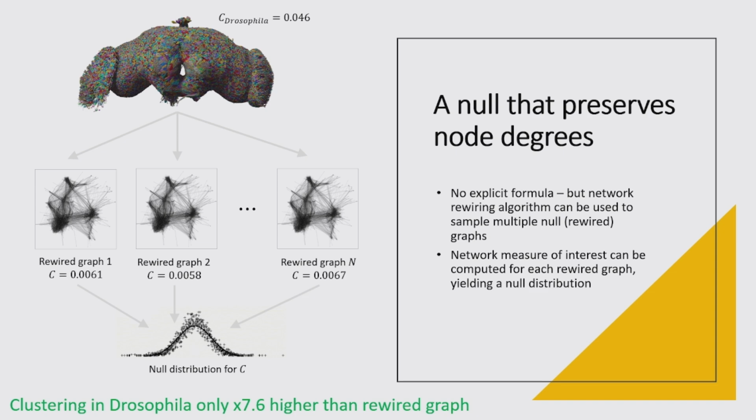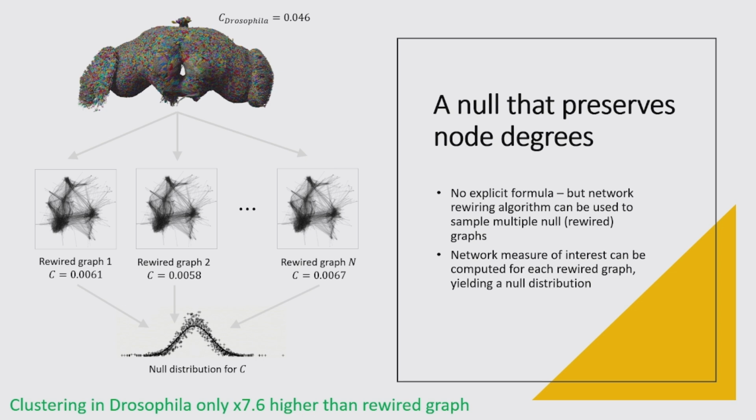So Lin and colleagues actually did this. They used a rewiring algorithm, I'll go into the details of that in a moment, on the Drosophila connectome, and what they found is that when they rewire and preserve the node degree, the actual clustering coefficient in Drosophila was only 7.6 times higher than their rewired graph. And so this suggests that actually node degree was contributing to that huge discrepancy when they looked at the more simple null, the strawman null, based on an ER graph.